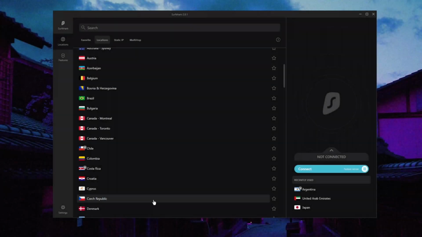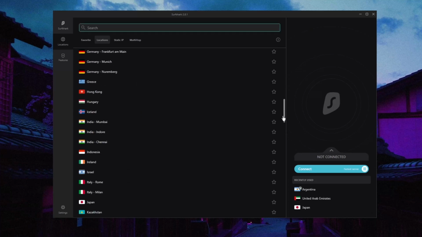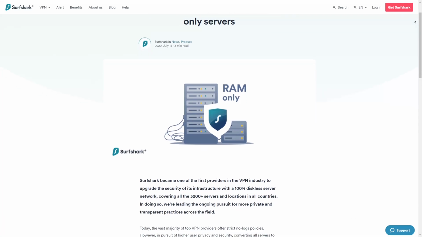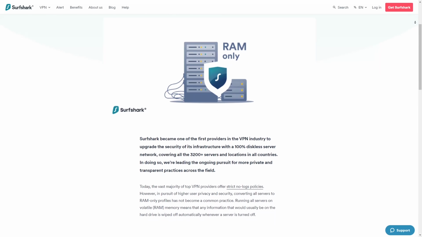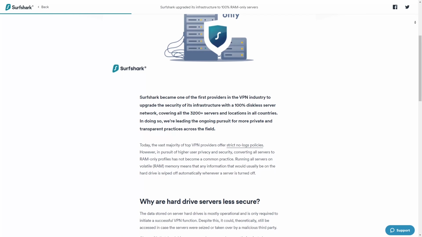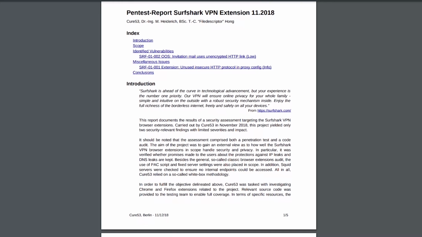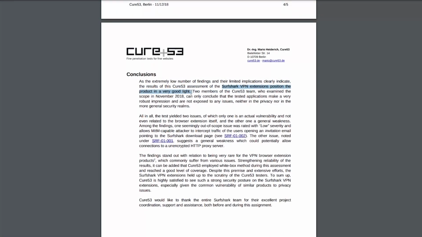The second VPN provider that runs their servers on RAM is Surfshark, which is another VPN industry giant that made a full switch to RAM-only servers in the summer of 2020. And while their server structure and methodology may not be as sophisticated as ExpressVPN, running these servers on RAM is a great feat in and of itself. Surfshark also allowed an independent audit to take place on their browser extension in late 2018, which resulted in very good standing.